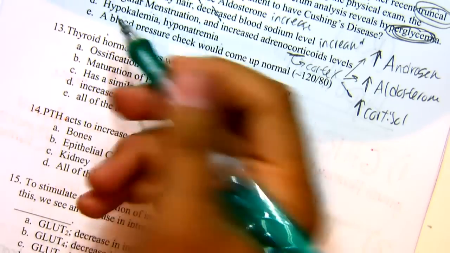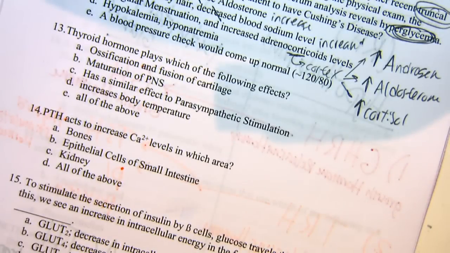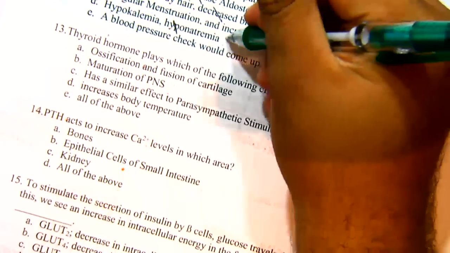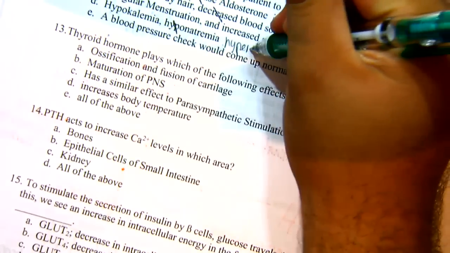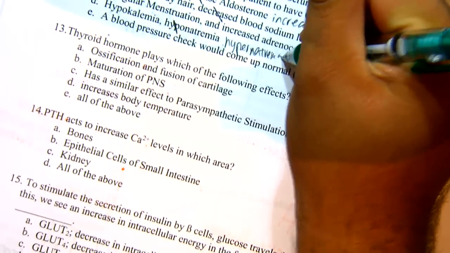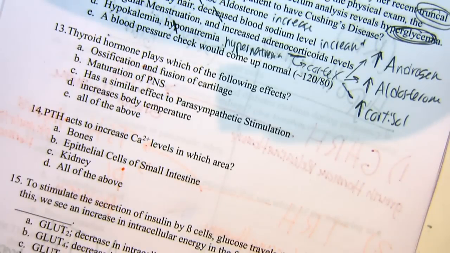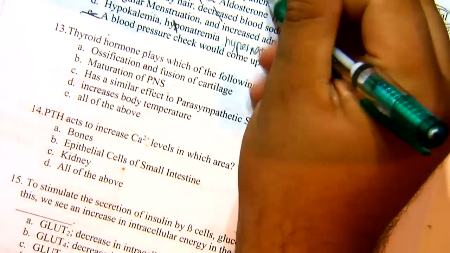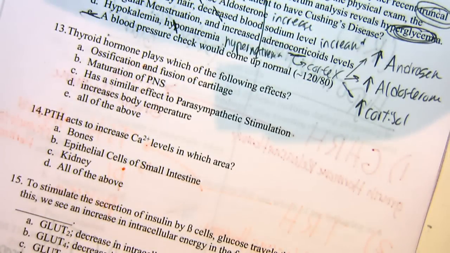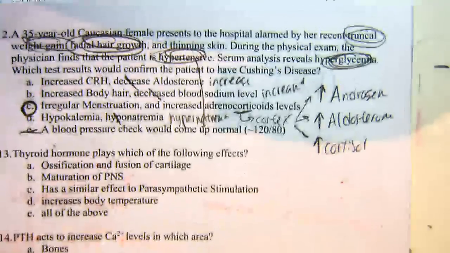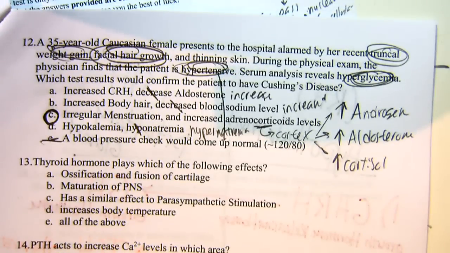Hypokalemia, yeah, that's true. And then hyponatremia, no, she's going to have hyper. Blood pressure check would come up normal. No, she would have hypertension, and she did have hypertension. Okay, so the answer for that one was C. Okay, so we're good with this. Number 13.